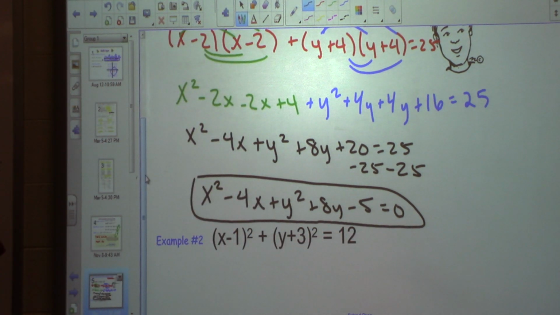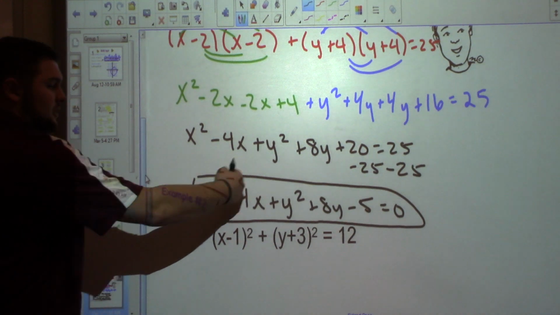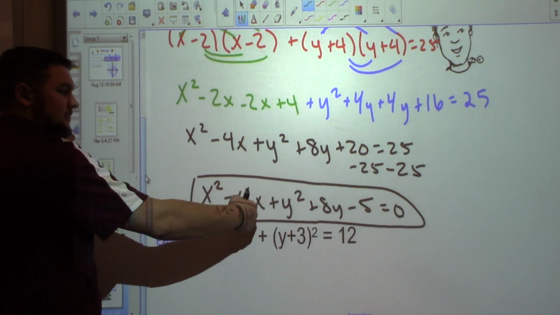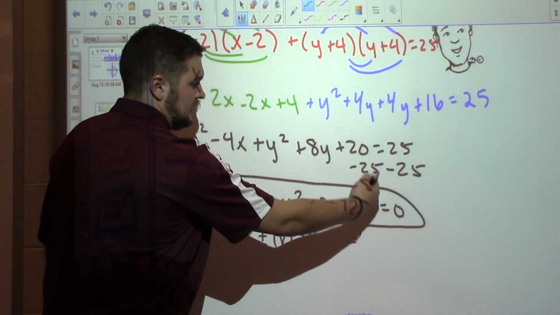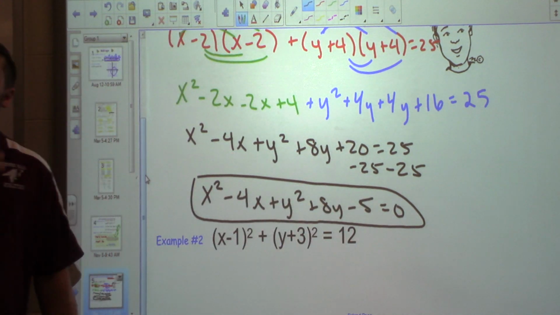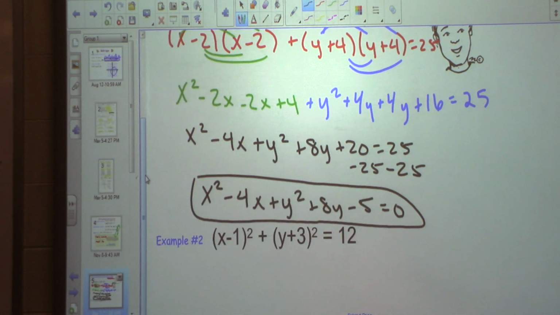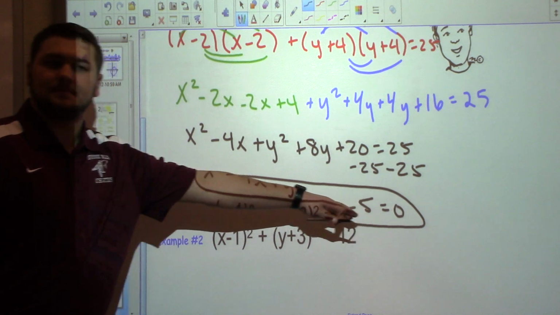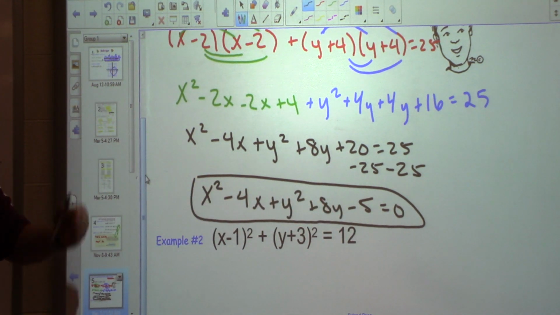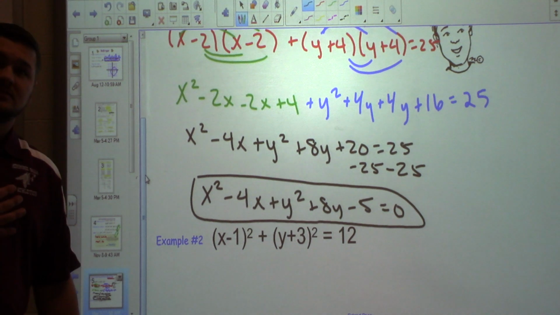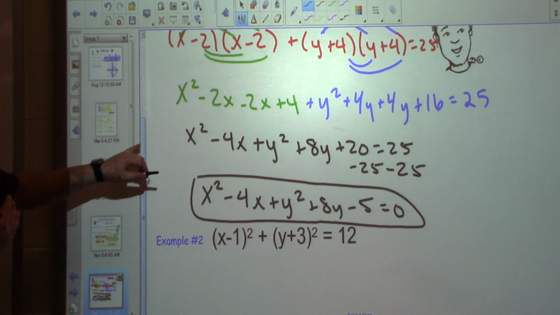Okay? The other way you could write it, you could do x squared plus y squared minus 4x plus 8y minus 5 equals 0, right? Either one of those forms works. I'm going to do it this way most of the time. Like I said, you don't really need to memorize it because it really falls into place on its own when you FOIL things out. Okay? Does that make sense? Are there any questions on that? We're good? Let's try another one.